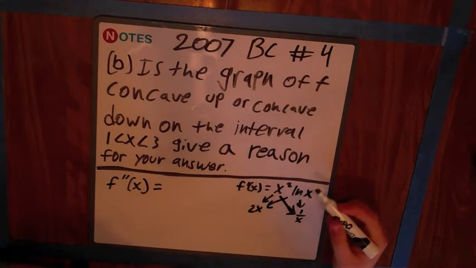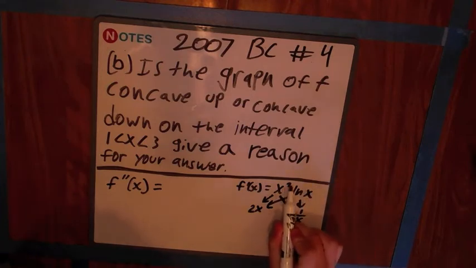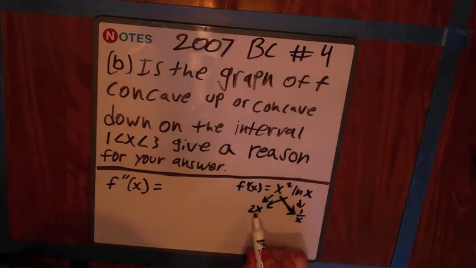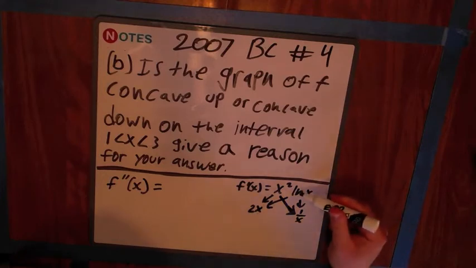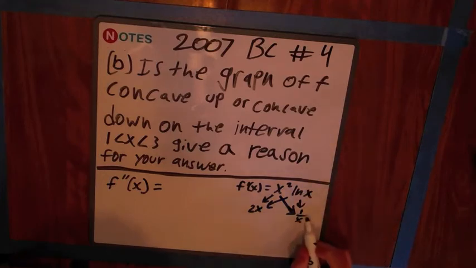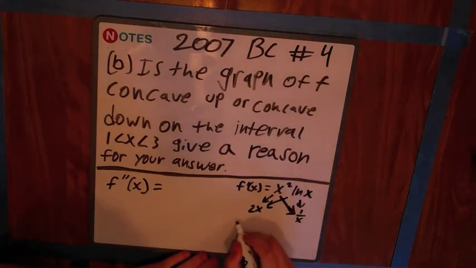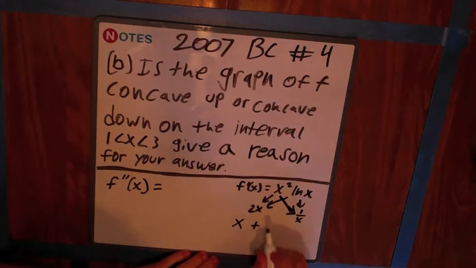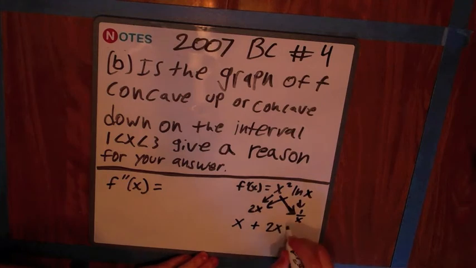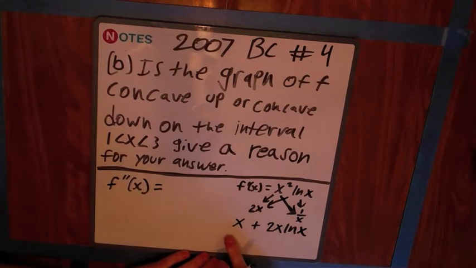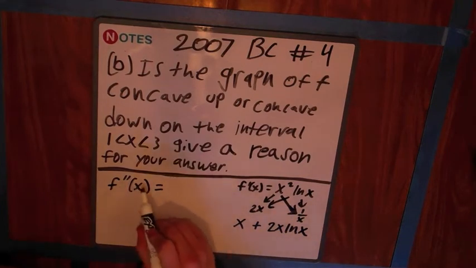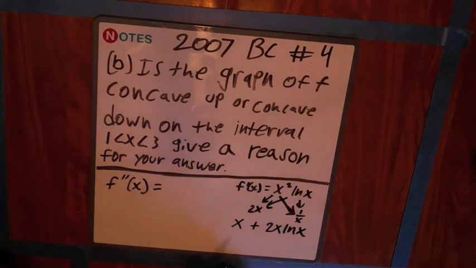To take the derivative, the derivative of the first part, x squared, is 2x. The derivative of natural log x is 1 over x. Then you're going to multiply x squared by 1 over x, which will give you x, plus 2x times natural log x, to leave you with 2x natural log x. That is the second derivative, f double prime of x.